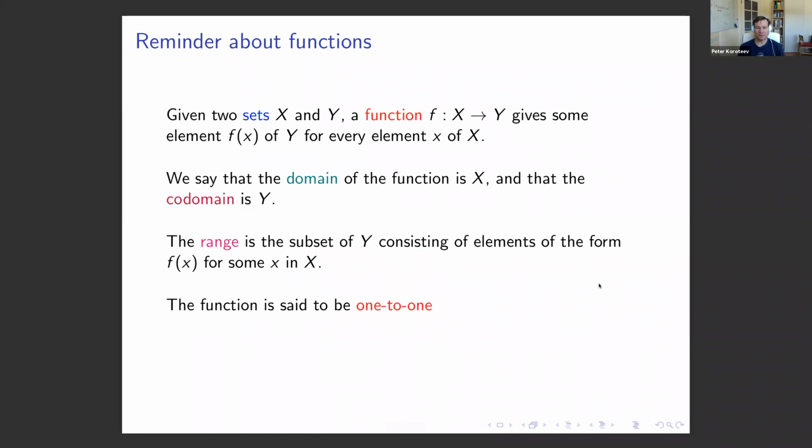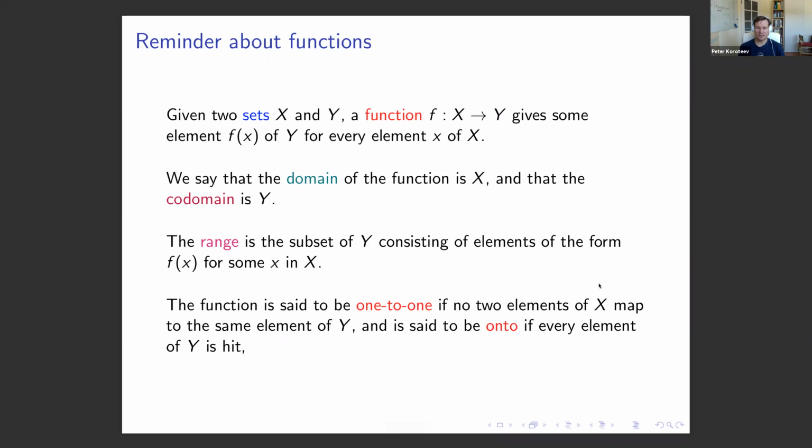Now, the function is said to be one-to-one if no two elements of X map to the same element of Y, and is said to be onto if every element of Y is hit, i.e. the range and codomain are equal, right? So every point in Y has a pre-image in X, right? So there's a small x in big X such that y is equal to F of x.